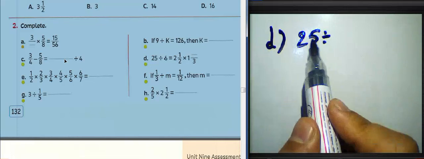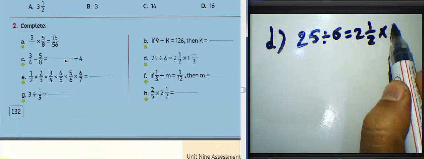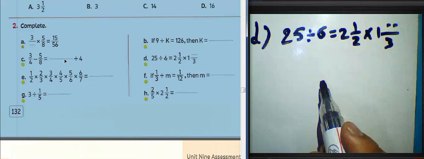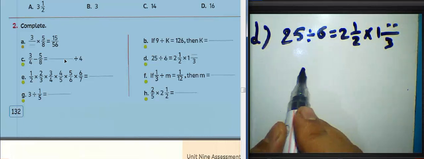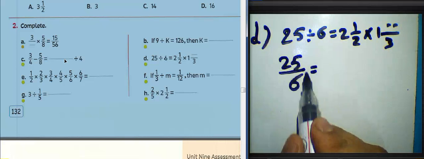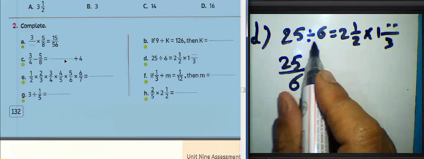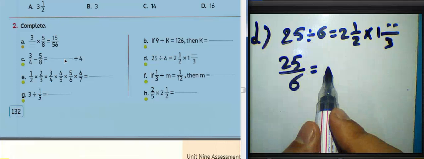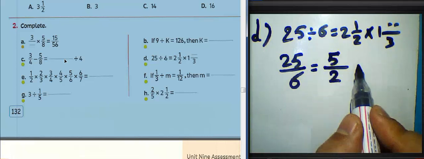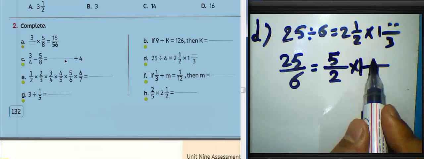25 divided by 6 equals 2 and 1 over 2, multiplied by 1 and space over 3. Who can solve this example? It's very easy. Don't worry, I will help you, okay? 25 over 6. We can convert this example to the simplest form. We know 2 and 1 over 2: write 2 times 2 equals 4, 4 plus 1 equals 5, and write 2 here. 1 and space.